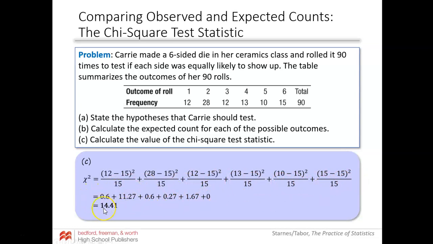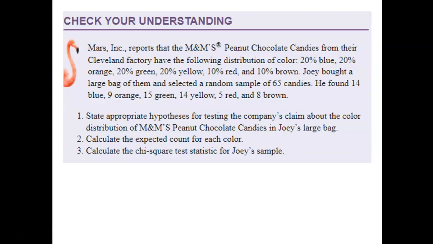They added them up and got 14.41. Now I know your brain is kicking in and you're thinking, oh, okay, 14.41, what does that mean? We're going to talk about that in a minute. But for now you know how to find the chi-square statistic.